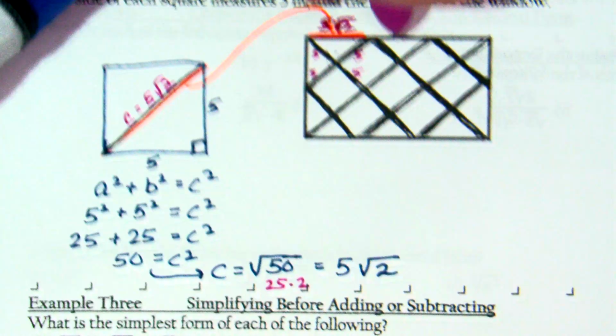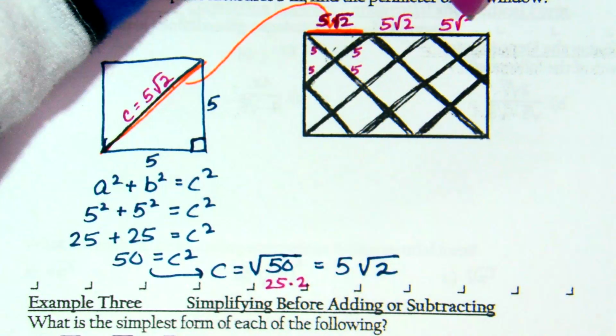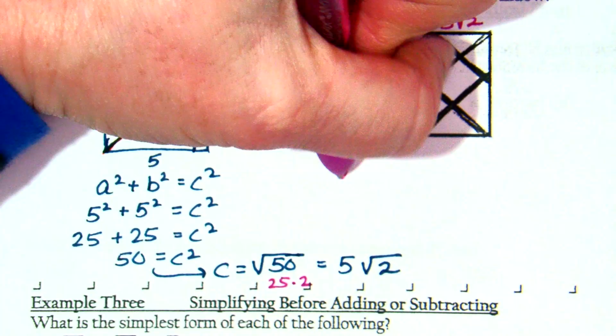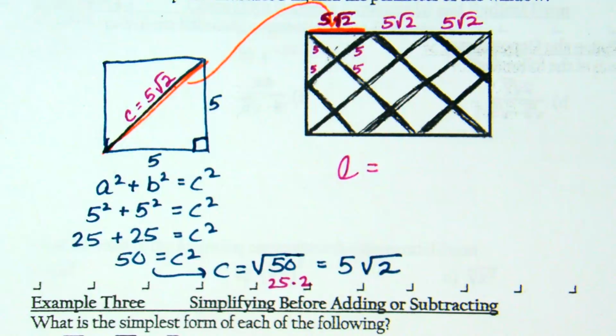Across the top? 5 square root of 2. So that means, what is the length of this window? 15 square root of 2? Because what's 5 square root of 2 plus 5 square root of 2 plus 5 square root of 2? 15 square root of 2.